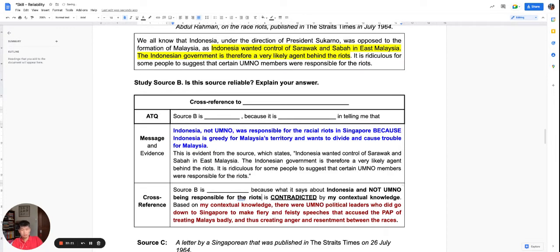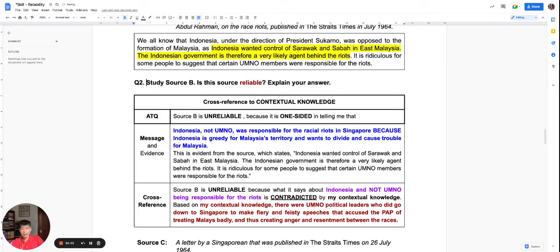So, since Source B is not saying the whole truth, is being contradicted, based on the command word reliable, I would have to conclude that Source B is unreliable. Because it is no longer, do we say reasonable, because it's one-sided. It's only blaming Indonesia. So this is how we answer question 2, source B.